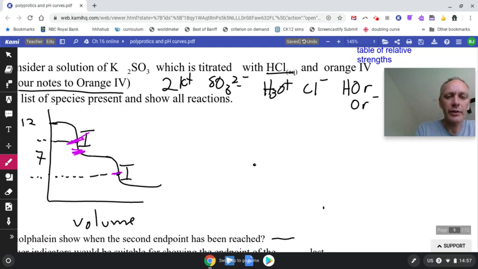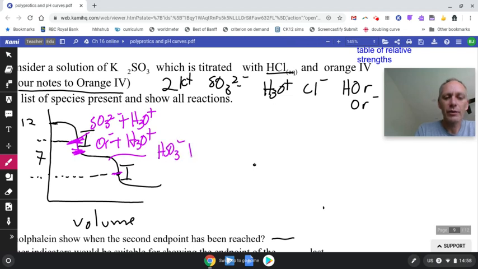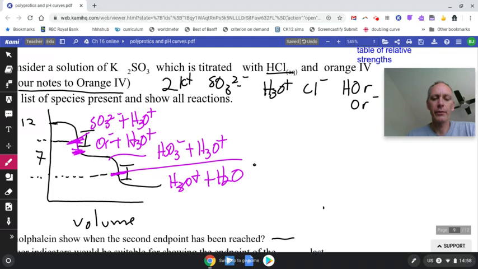This reaction is done. This is our first one, which is SO3 2 minus and H3O plus, done. Then the H3O plus goes after the indicator. So immediately after that reaction's done, the indicator changes color. And then in this region, the HSO3 minus would go next. And here it's done. And then all we're doing after this is adding H3O plus to water. So those are a little tricky, a little hard to do.